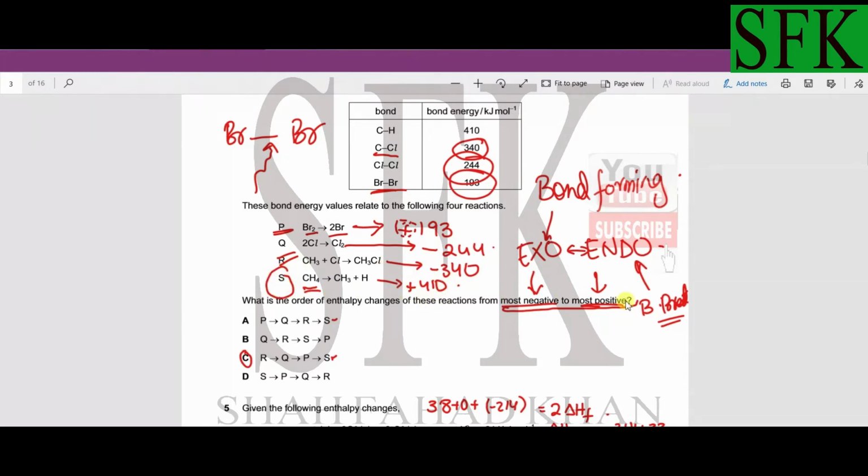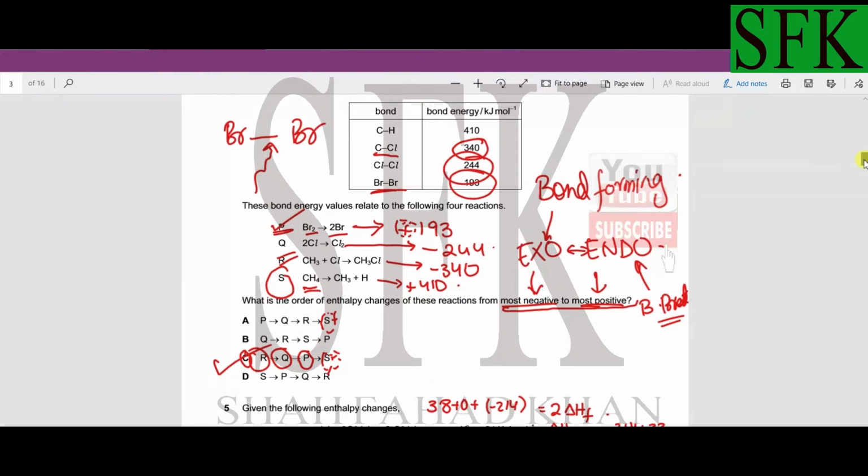All right, so most positive has to come last, so it's either option A or option C. Okay, S and S. Now what about P and R? Which of them is more positive? Obviously P is more positive because it's plus 193, so P, then followed by Q and R. Option C is the correct answer.